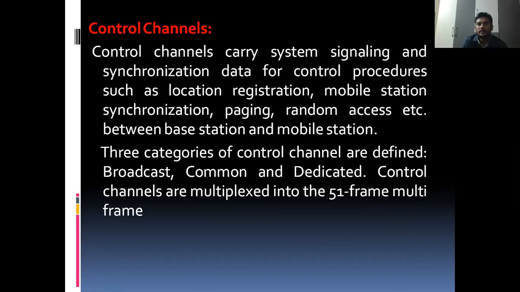Three categories of control channels are defined: broadcast, common and dedicated. These three are under the category of control channels. Control channels are multiplexed into the 51 frame multi-frame. These control channels carry system signaling and synchronization data.